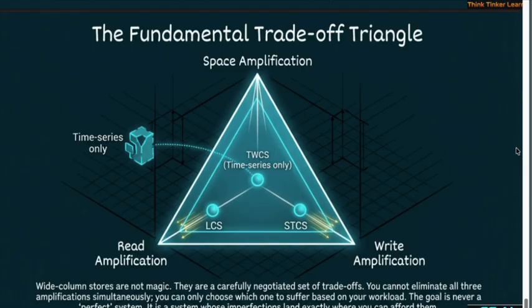We wrap up with a fundamental trade-off triangle: read, write, and space amplification. You cannot eliminate all three. You can only choose which one to suffer based on your workload. Why column stores aren't magic: they are systems whose imperfections land exactly where you can afford them.